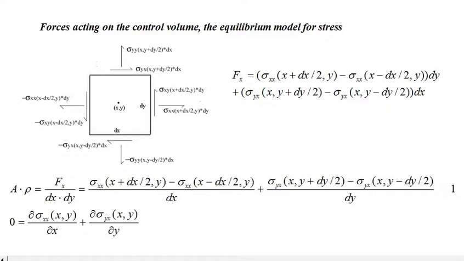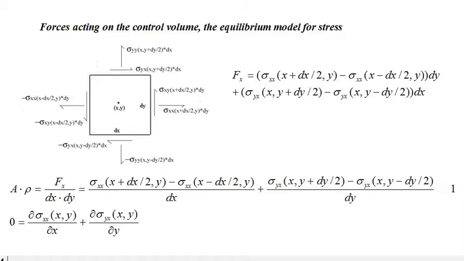Now consider all the forces acting on the control volume. The formula for F sub x shows the forces acting in the x direction, consisting of sigma xx evaluated at x plus dx over 2, comma y, at the center of the right side, times dy, minus sigma xx evaluated at x minus dx over 2 at the center of the left side times dy, plus sigma yx evaluated at x, comma, y plus dy over 2 at the center of the top times dx, minus sigma yx evaluated at x, comma, y minus dy over 2 at the center of the bottom times dx.